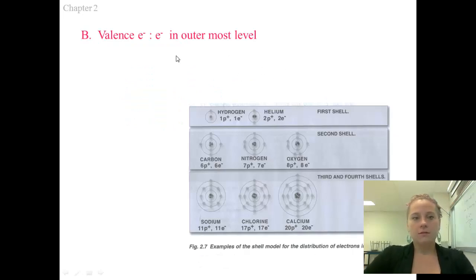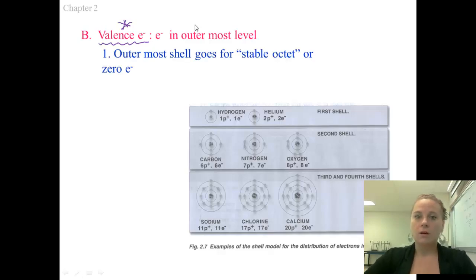So the valence electrons, these are the special ones. This is the biggie. These are the ones we talk about when we talk about reactions. The valence number is the number of electrons that occur in the outermost level of the shells. So how many do you have? Do you have 2? Do you have 5? Do you have 7? Do you have a full octet at 8? Based on that, it will determine how much reactivity that atom can have.